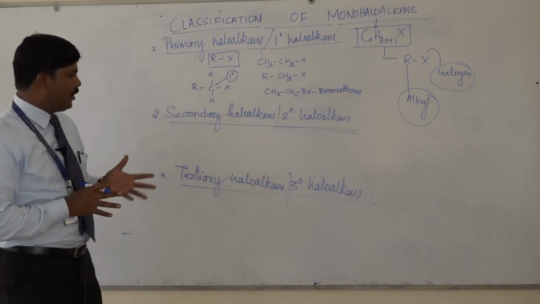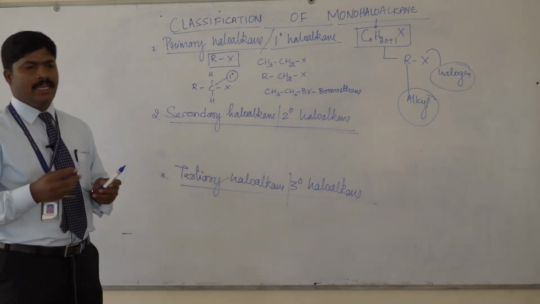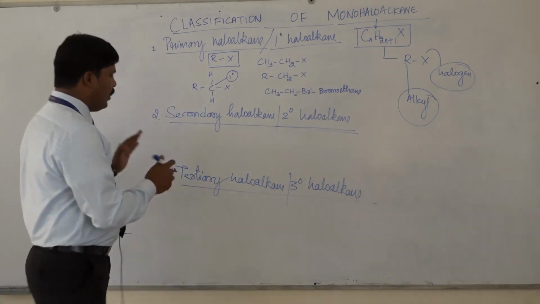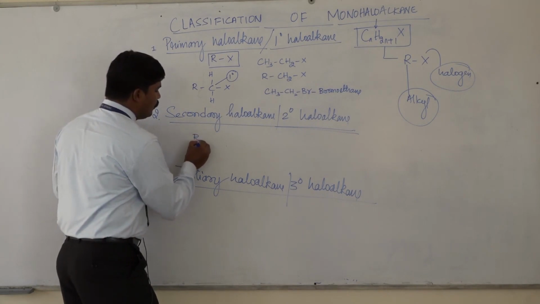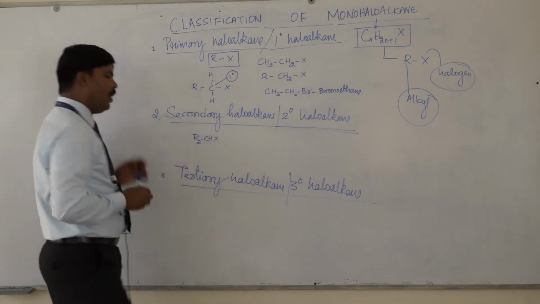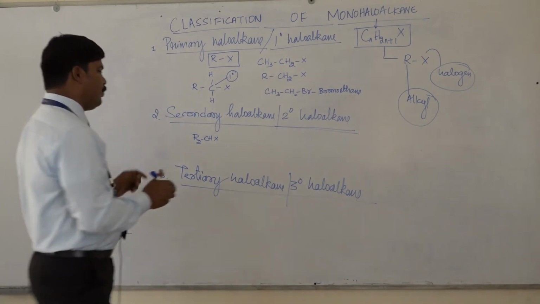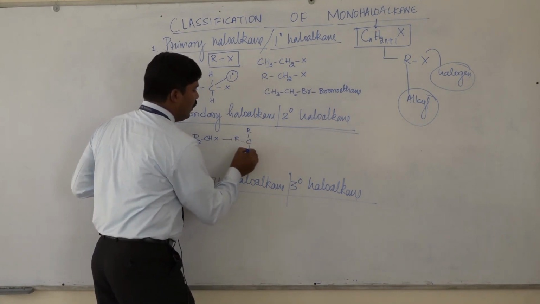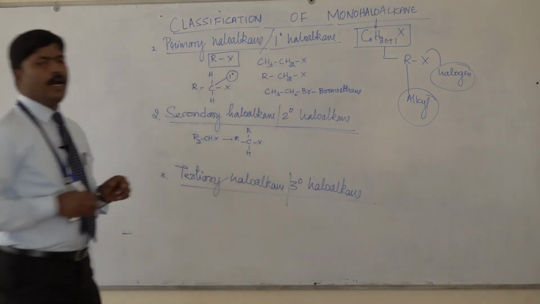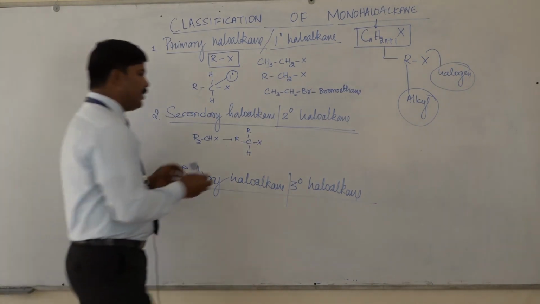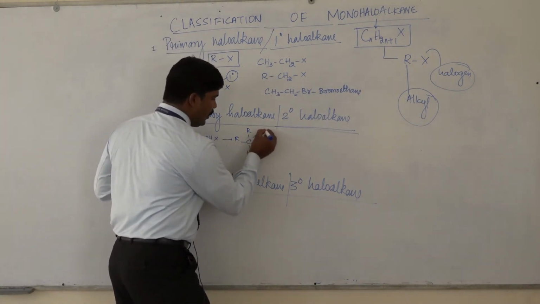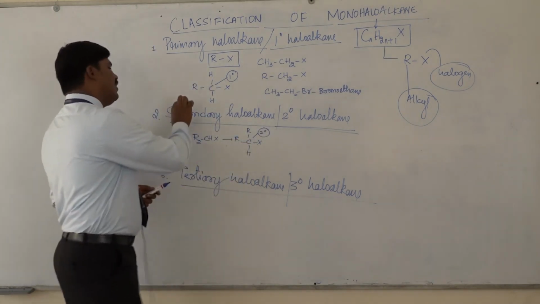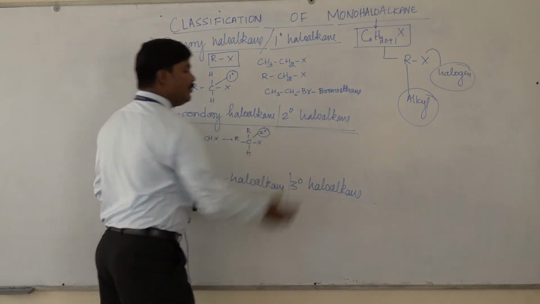Now, what is a secondary haloalkane or second degree haloalkane? Our task is to find out where exactly the halogen atom is bonded. The formula goes like this: R2CHX. That means the carbon here has two R groups and one hydrogen. This carbon is called a second degree carbon. If a halogen is bonded to that carbon, it is called a second degree haloalkane or secondary monohaloalkane.